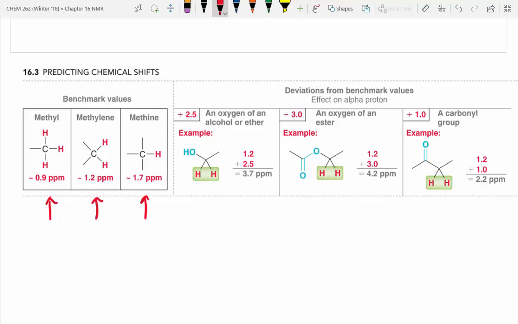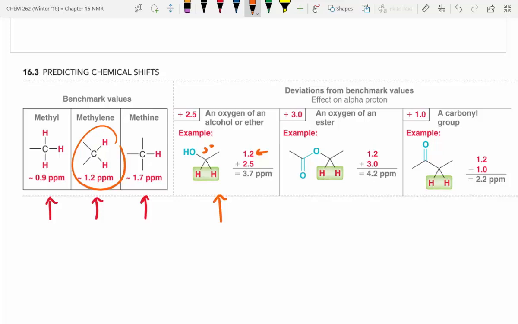And then what you can do is add or subtract numbers to these values depending on neighboring groups. So for example, in this one over here, it's saying we've got a secondary carbon, which is this guy. So the benchmark value is 1.2. And then because it's next to an oxygen, we're going to add 2.5 ppm to it. And that means it's going to show up more downfield, closer to 3.7 ppm. This is surprisingly accurate. So you are allowed to use this on exams. I projected this up on the board, and you can use this to help problem solve a bit more.